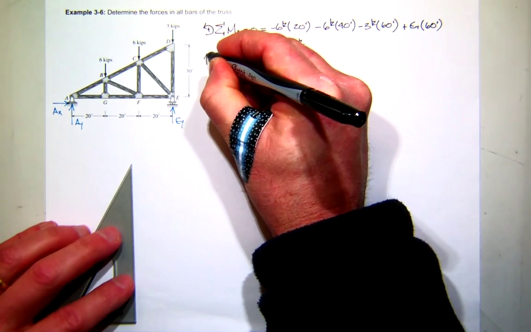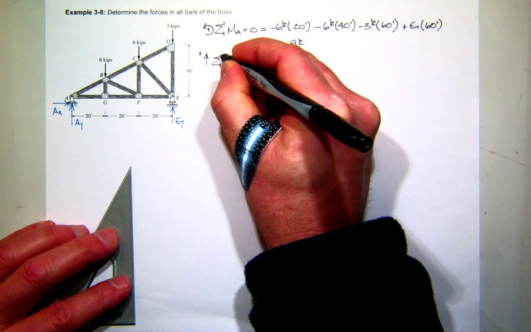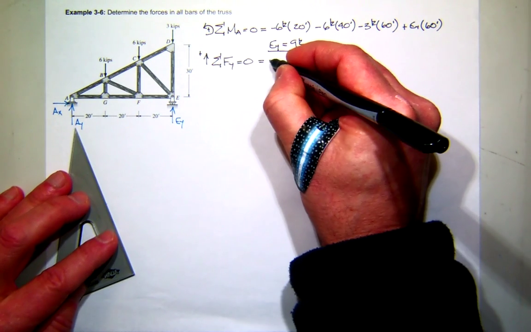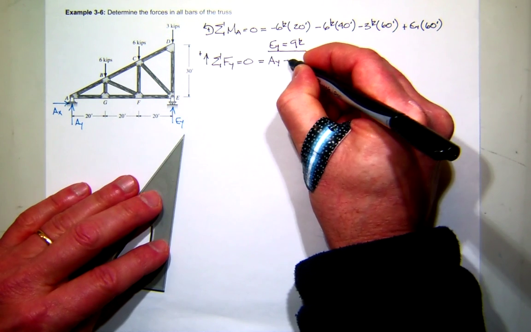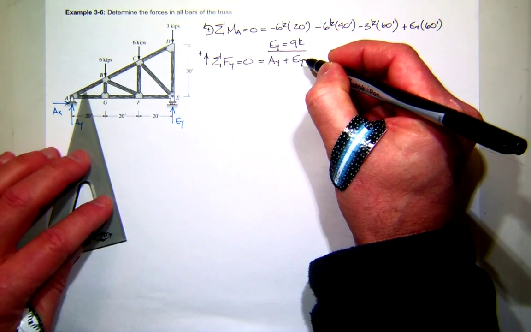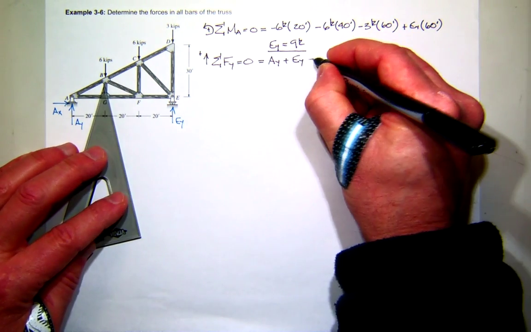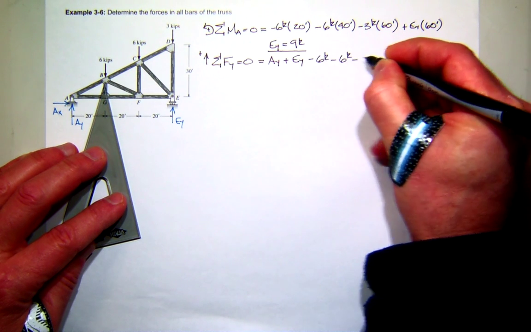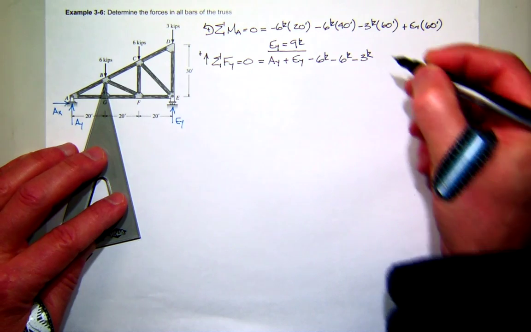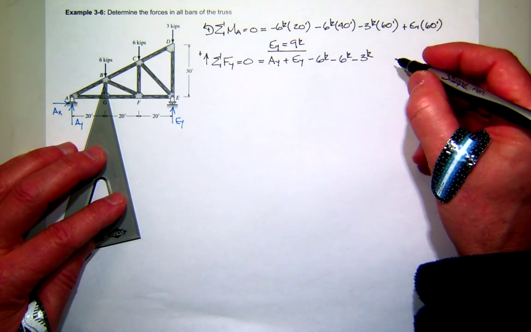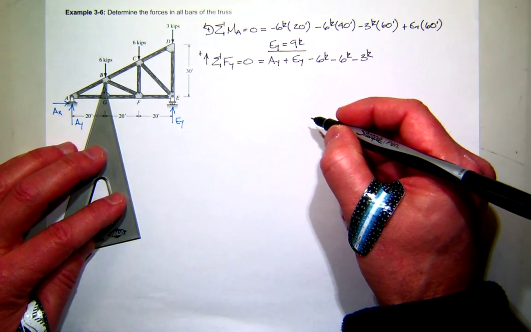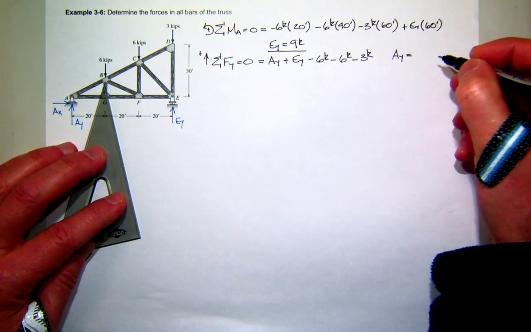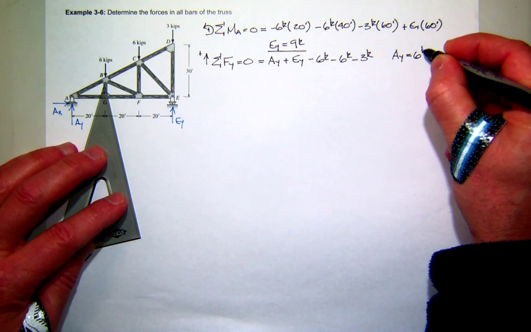So then I can sum forces in the Y direction. Make sure they're in equilibrium. So I have AY acting up. I have EY acting up. And then I have all these forces here along the top chord acting down. So I got minus 6, and minus 3. So that's what? AY is 6? Is that right? Looks like it.